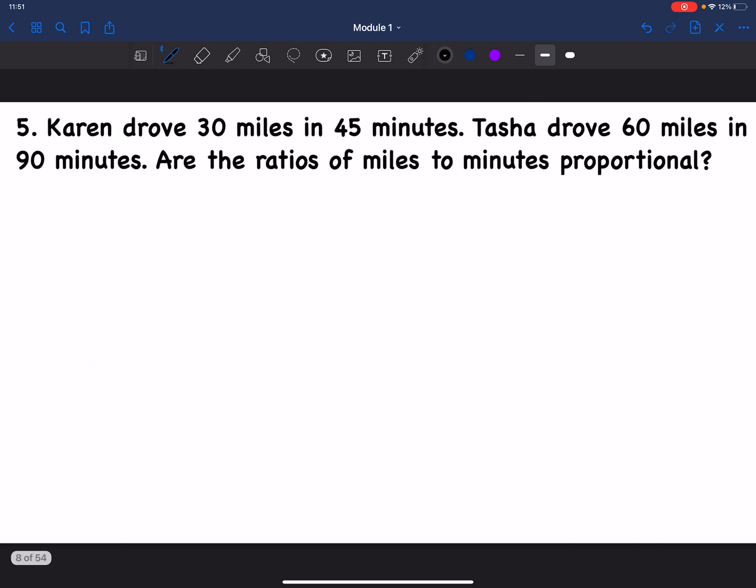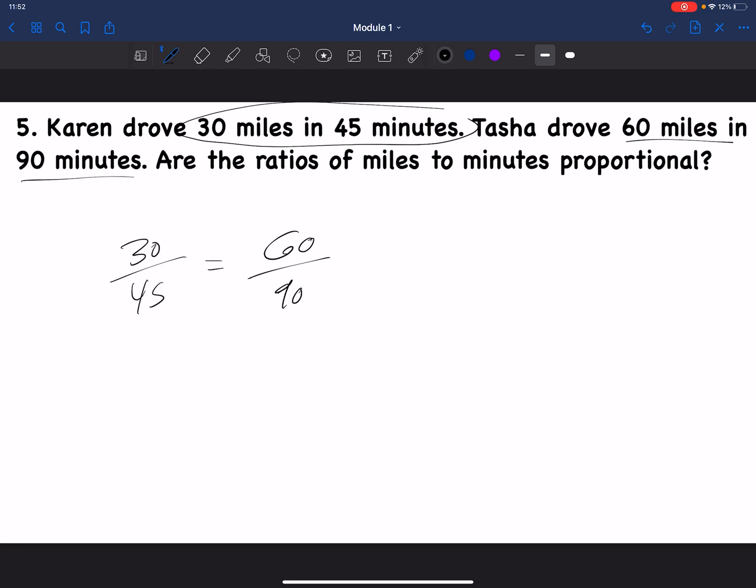Let's look at example 5. Karen drove 30 miles in 45 minutes. So 30 miles in 45 minutes. Meanwhile, Tasha drove 60 miles in 90 minutes. So 60 miles in 90 minutes. And we're going to determine whether these ratios are proportional.